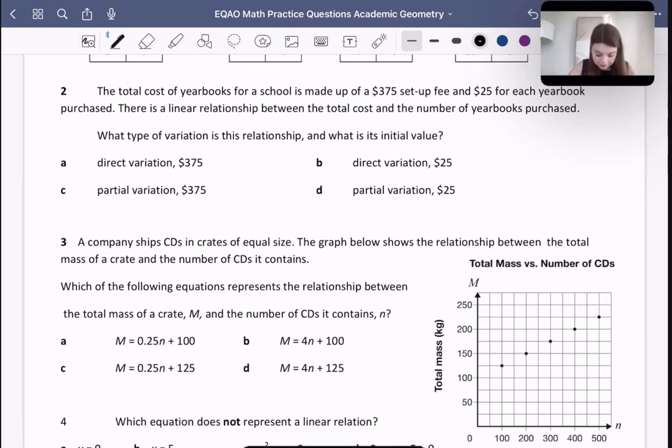Okay, so first let's review what is the difference between direct variation and partial variation. So direct variation is when the y-intercept is 0, and partial variation is when the y-intercept is not 0. Now in this case, there's an initial setup fee, meaning that if we purchase 0 textbooks, we still had to pay a setup fee of $375.